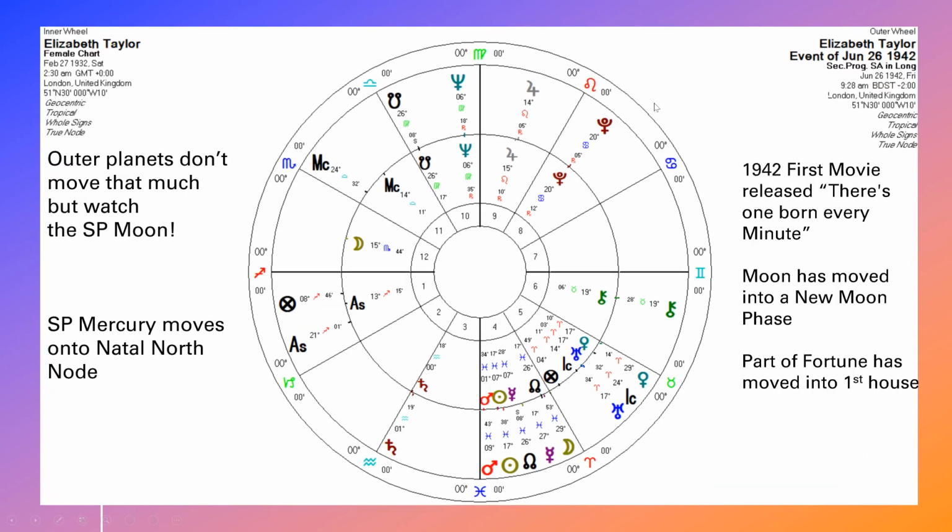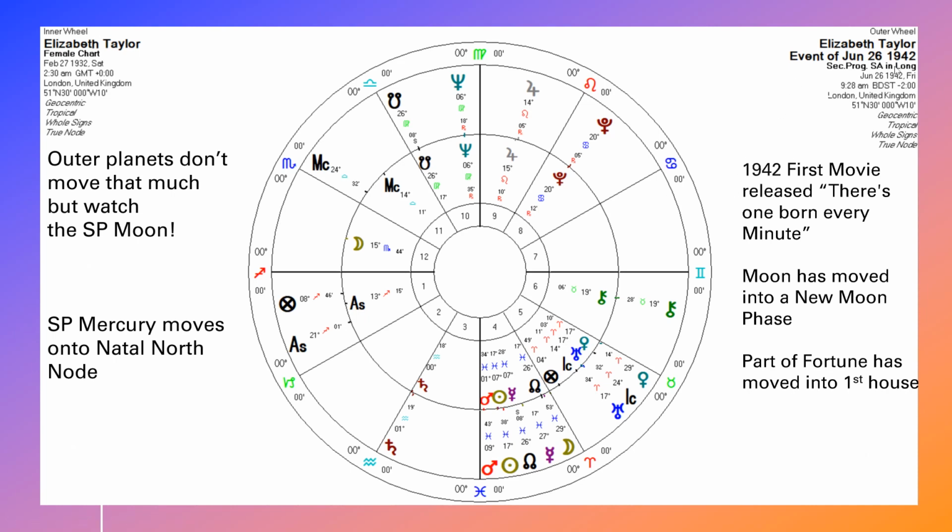The outer planets don't move much, but watch the second progressed moon. The moon will change signs every 2.5 years. It changes for us every 2.5 days. That's why it's one of the quicker planets to watch.